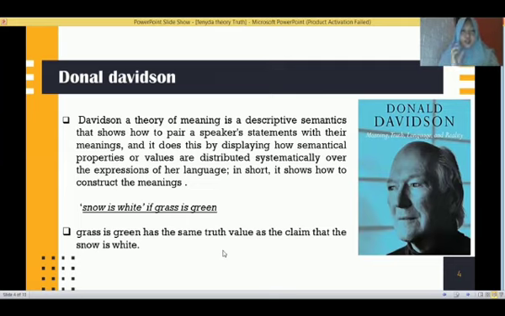For example, snow is white. You can see in the slide, snow is white if grass is green. So grass is green has the same truth value as the claim that snow is white. The meaning of it is the same truth value.